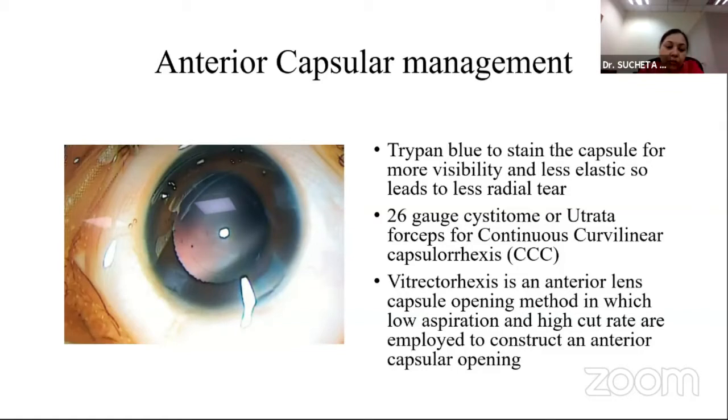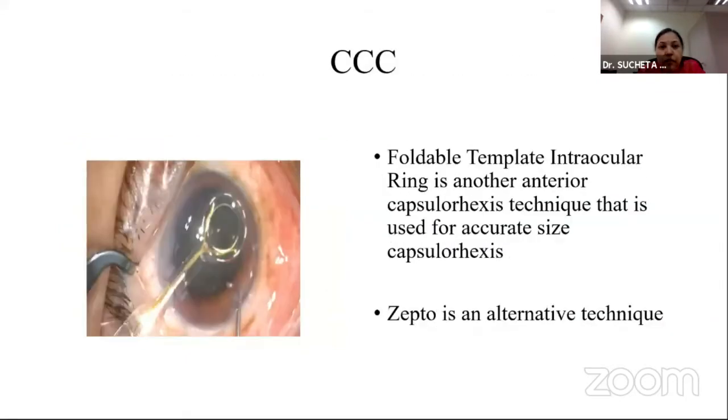continuously moving and removing, so that you have a centripetal type of move, so that you get a good rhexis in those cases and you don't have a runaway rhexis. Now, foldable template intraocular rings are there, which also help, or Gypto is one of the alternatives which can help you in making a good rhexis in those cases.